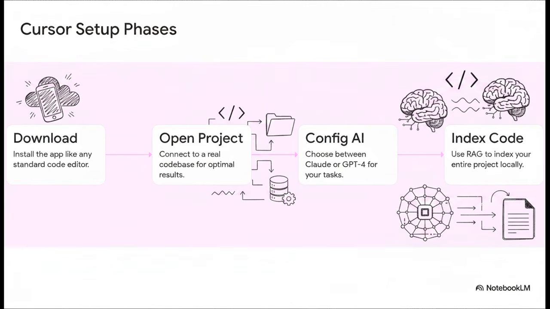Third, you configure your AI models, maybe choosing between Claude or GPT-4 depending on your preferences or the specific task. But step 4 is where the magic happens, indexing the codebase. Cursor uses Advanced Retrieval Augmented Generation, or RAG, to index your entire project locally. It doesn't just read the file you have open, it actually understands the deep semantic relationships between your front-end components, your back-end routes, and your database schema. That index is literally what gives Cursor its formidable power.